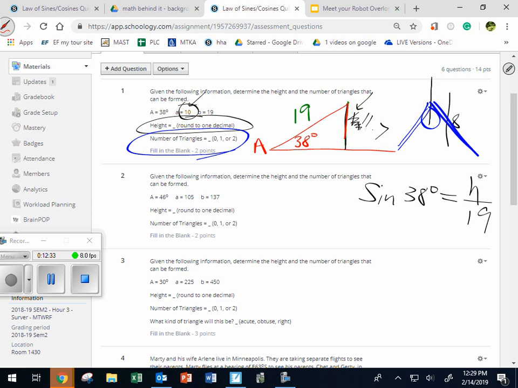All right. So the setup for the next one, of course, is pretty much the same thing. It's got your A is 46. Draw yourself an angle that's about a 45-degree angle because it's 46. And then you're going to say one of the sides is 105. And that's this side right there is 105. And this side here is 137. And the question is, will it connect?